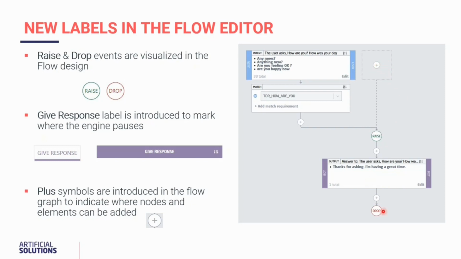And then we have the raise and the drop labels or icons, as we said before. In this one, we don't have any give response label because it's a simple FAQ flow. Give response labels will only appear if you have multiple outputs that you maybe group together, or if you have multiple steps in the flow where there are additional interactions with the user, and there you will need to mark, or you can mark, where the give response should happen. Okay, so those are some of the news that we have regarding the flow editor in itself.